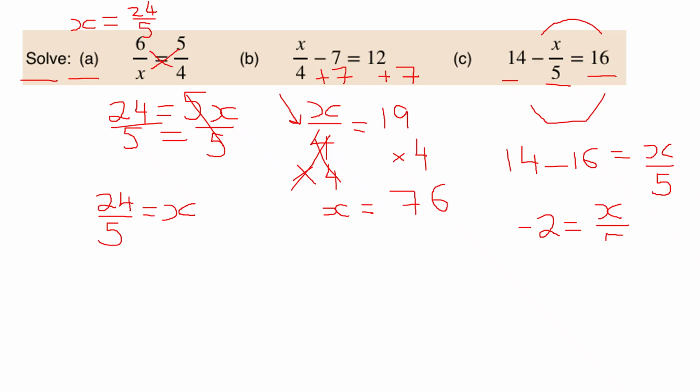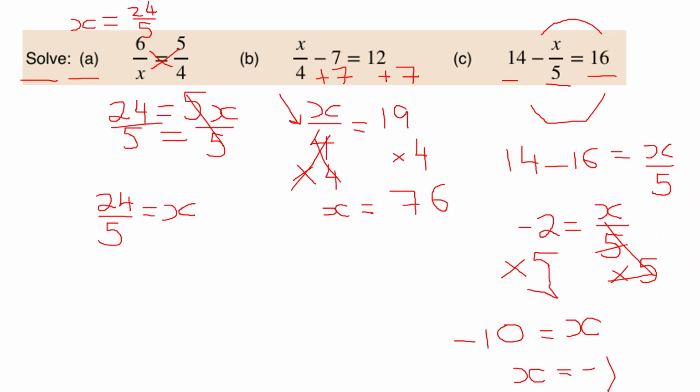To get x by itself, I'm going to multiply both sides of my equation by 5. So times this by 5 and times this side by 5. Negative 2 times 5 makes negative 10, which is equal to x, because the times by 5 and the divide by 5 cancel each other out. So we get negative 10 equals x, or x equals negative 10. And that, guys, is the solution to our problem.